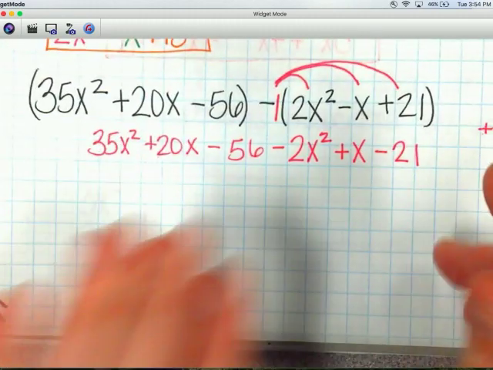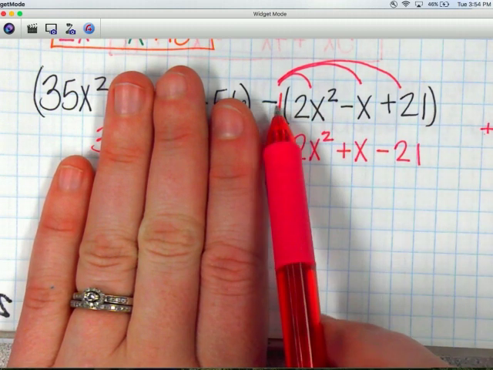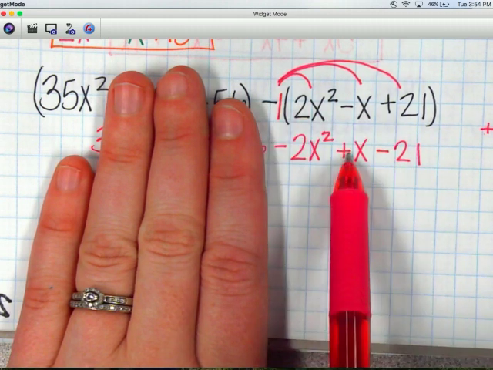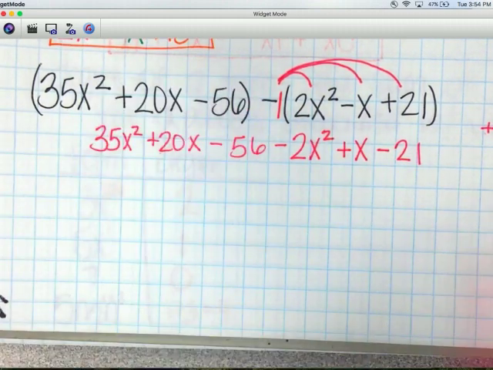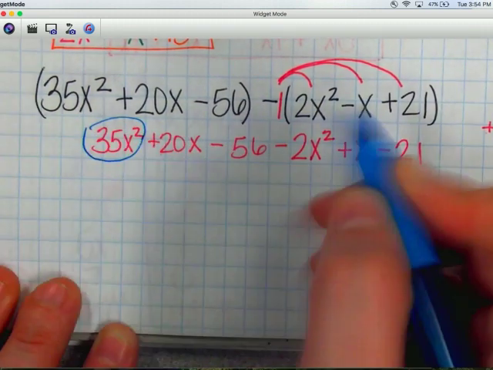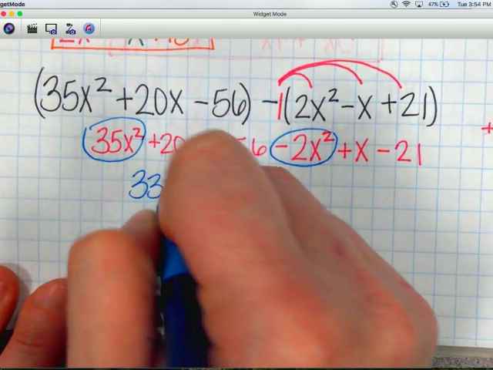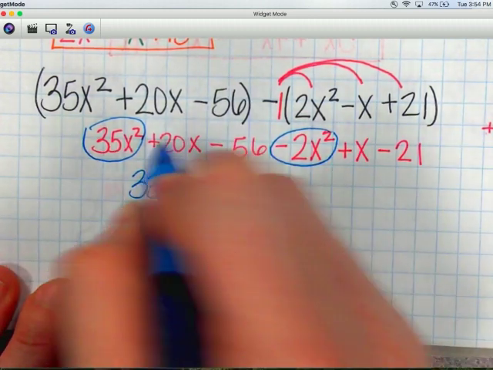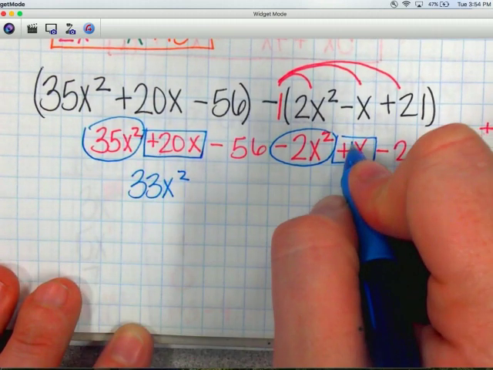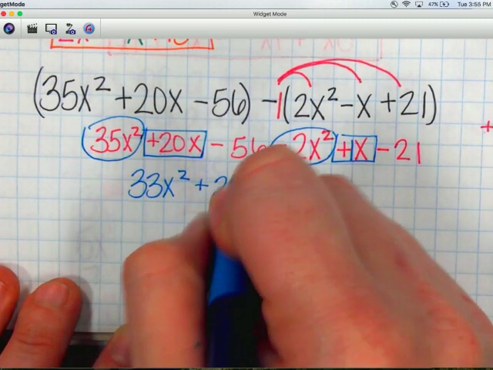Now, if you notice this back part back here, every sign just changed. So anytime you're subtracting, it just changes. The minus a negative times a positive changed to negative. This changed to addition. This changed to subtraction. Okay, and then again, combine. So 35x squared minus 2x squared, 35 minus 2 would be 33x squared. Let's box the x's. So we have 20x plus x, which is just 1x. So 20 plus 1 will be 21x.